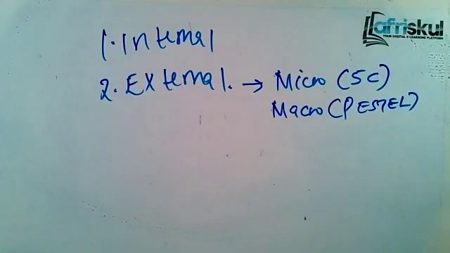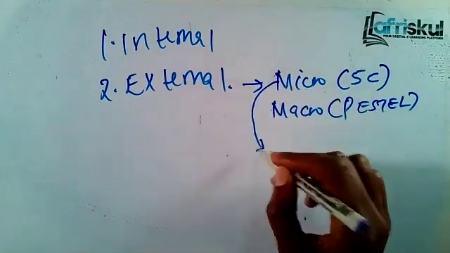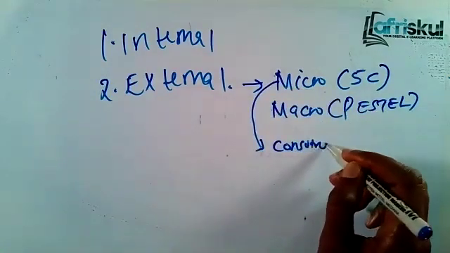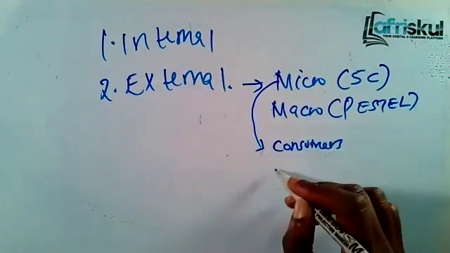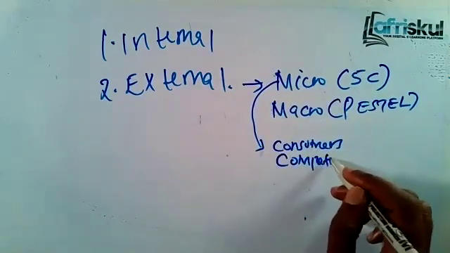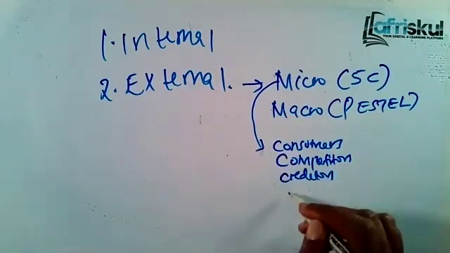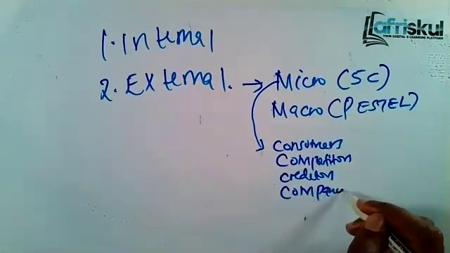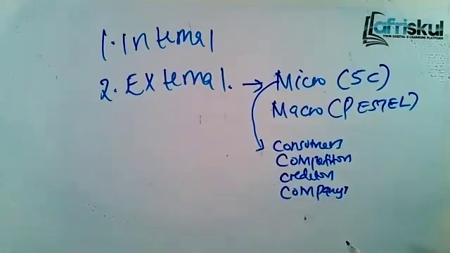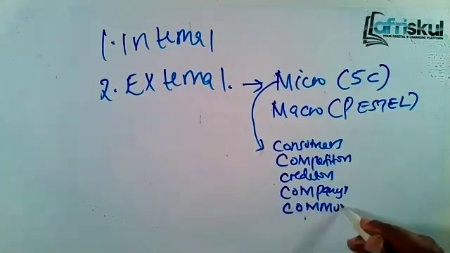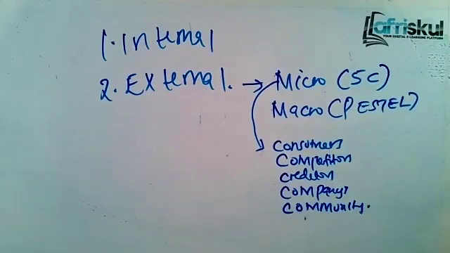Under the 5C, we have the consumers, the competitors, the creditors, the company, and finally, the community. Under PESTEL, which we are going to discuss later, it's political, economic, social, technological, ecological, and legal environment. So those are some of the models that we are going to discuss.